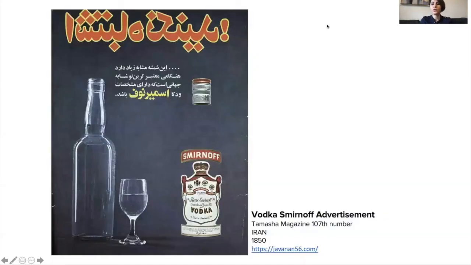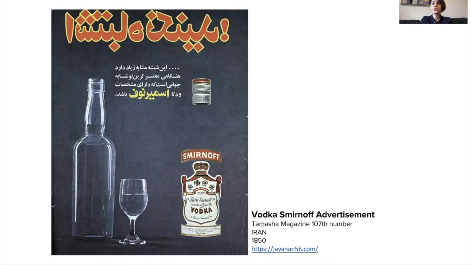Now I am going to talk about this piece of advertisement. It is a vodka advertisement published in Tamasha magazine before Iran's revolution. After that, they stopped advertising alcoholic drinks, and also having female models on advertisements without hijab.